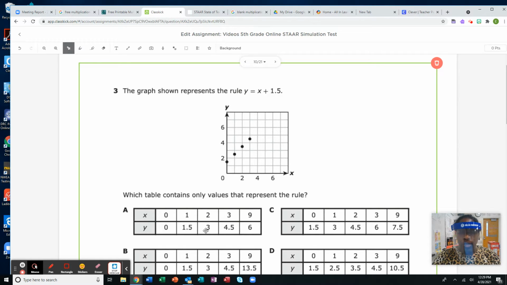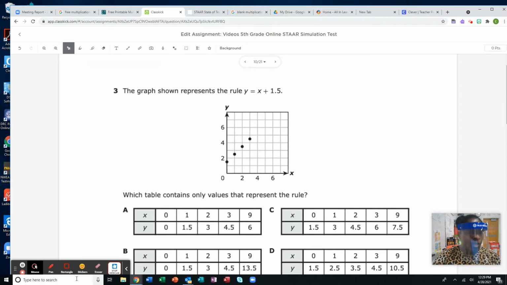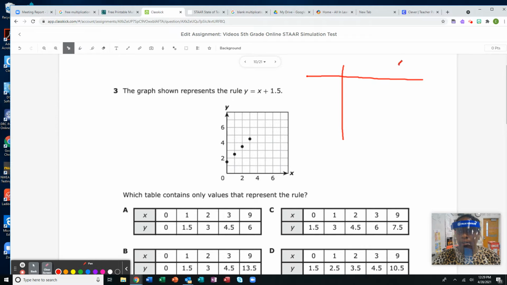And so I'm looking at my x, and when we have a rule, right, we can go ahead and create a t-chart. Okay, and on this side we would put x, and here we will put what is on this side of our rule, so x plus 1.5, and on this side we will put equals y. So this is kind of like an input-output table.